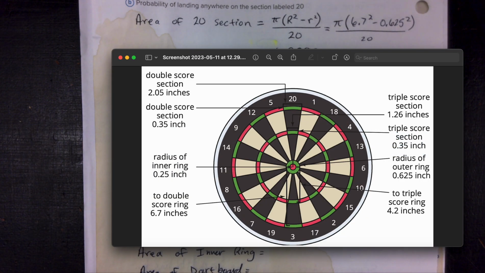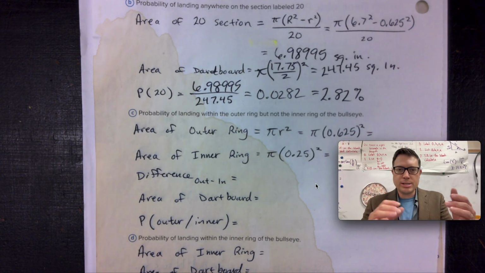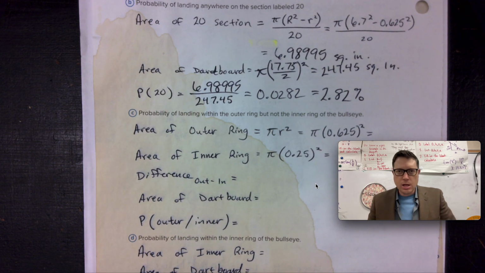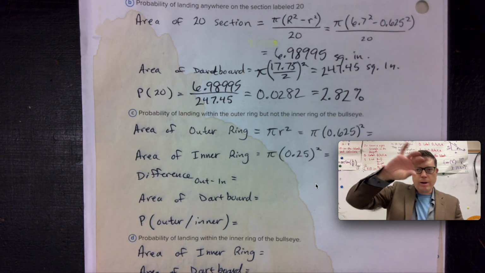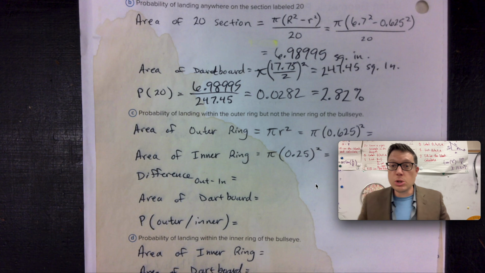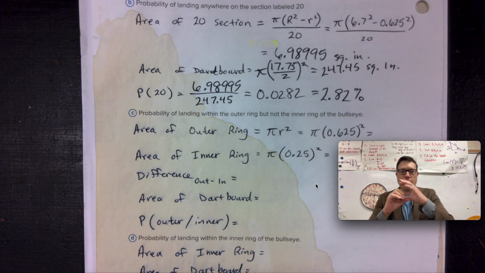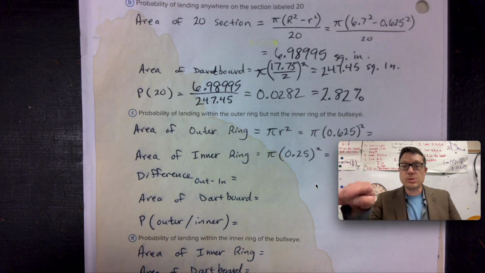So picture-wise, our outer ring is all of this green, red, green, red, green, red. And then the inner ring is what's here on the inside. So the way that the question is worded, we're landing in the donut of outer versus inner, and it wraps around. So we need to find the area of the outer ring, pi r squared, and find the area of the inner ring, pi r squared, and just subtract them. That's what's set up in the problem here.